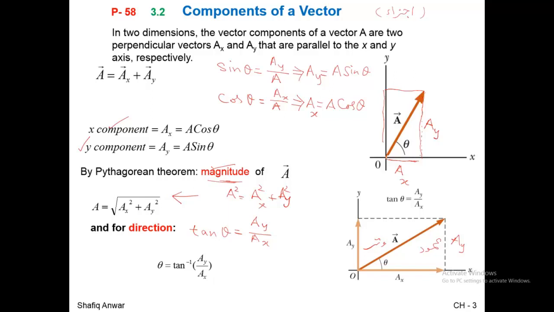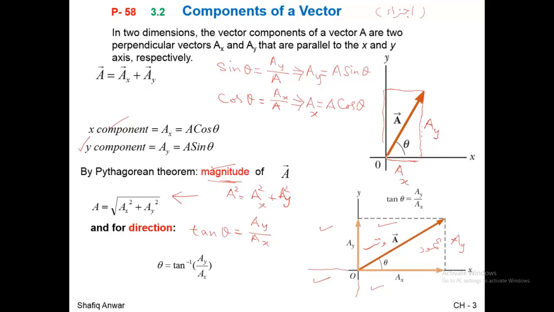Now you see, it depends. Sometimes keep in mind that when we are dealing with the direction of the vectors, in this case you see this is the first quadrant, this is the second, and this is the third quadrant, and this is the fourth quadrant. Am I right?